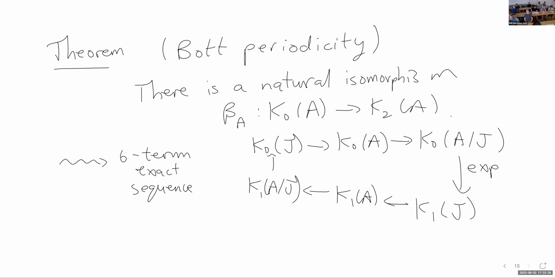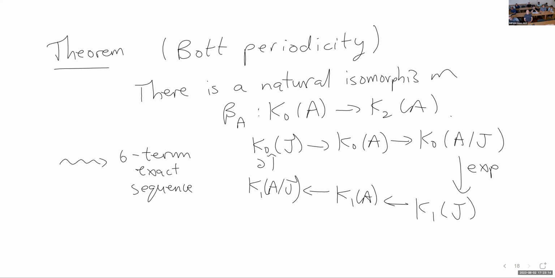This is called the exponential map, and this is again denoted by delta. And these maps represent obstructions to lifting things. So this exponential map tells you the failure of this map to be surjective. So this exponential map represents the obstruction to lifting projections from a quotient to the algebra. Similarly, this is the failure of this map to be surjective, so it represents the obstruction to lifting unitaries from a quotient to the algebra. This is how you should think of these things. Let me briefly tell you how they are defined.